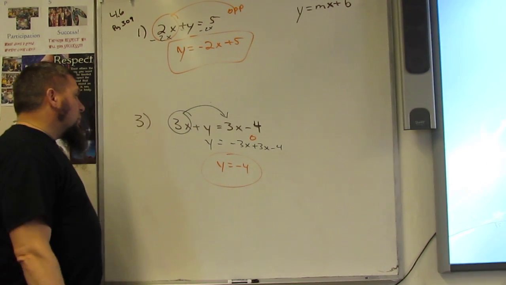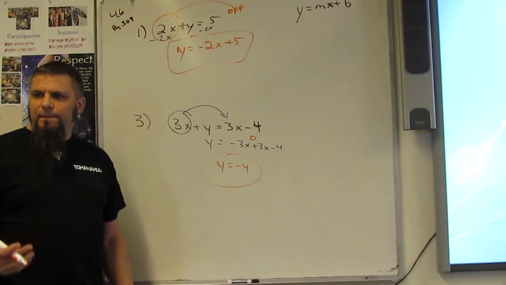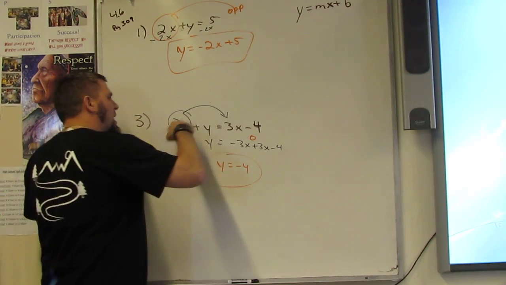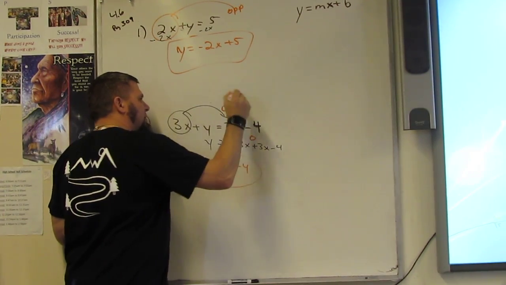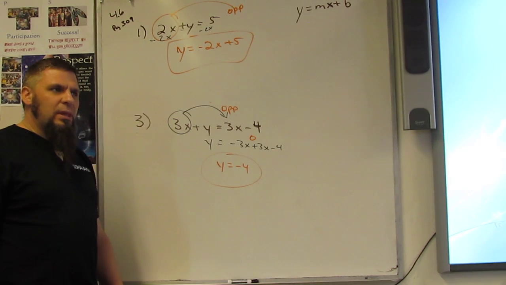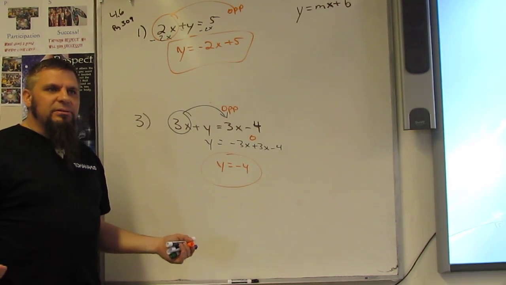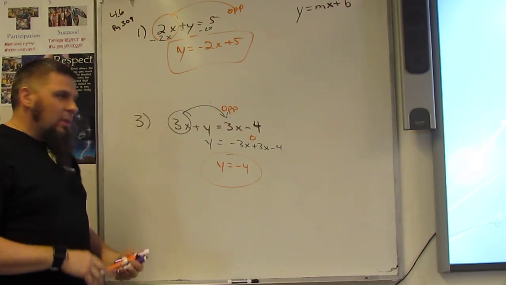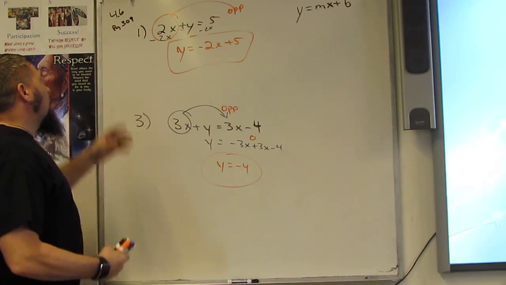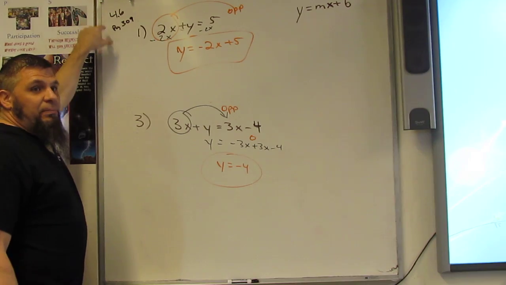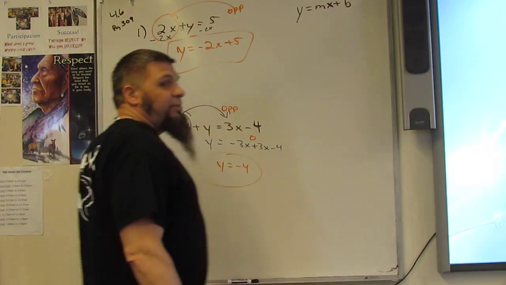Right? Does that make sense to everyone? Just moving the opposite to this side. Okay? And if there's another x on that side, add it to it. It's no big deal. Just add it to it. Okay? And that's problem. That's 4.6, page 309, 1 and 3.